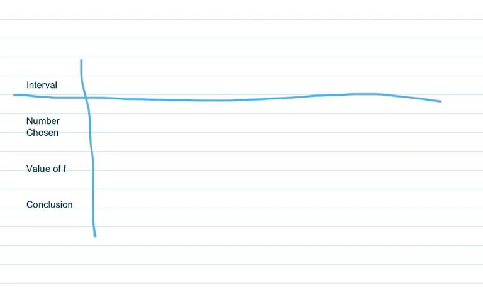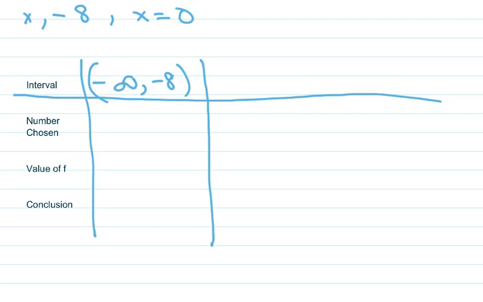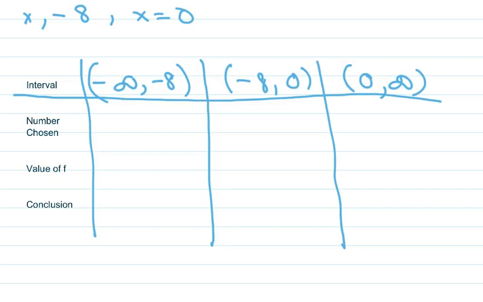Now I'm going to use my table and pick intervals. Since my two solutions are negative 8 and 0, I'm going to start with my smaller number, negative 8, and go from negative infinity to negative 8. Then I'm going to go from negative 8 to 0, and then 0 to infinity. And again, my function is f(x) = x² + 8x, and we also want our positive values.